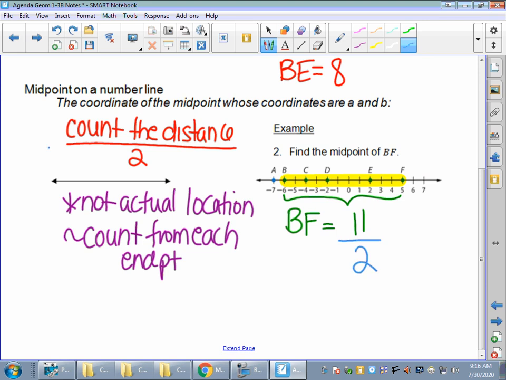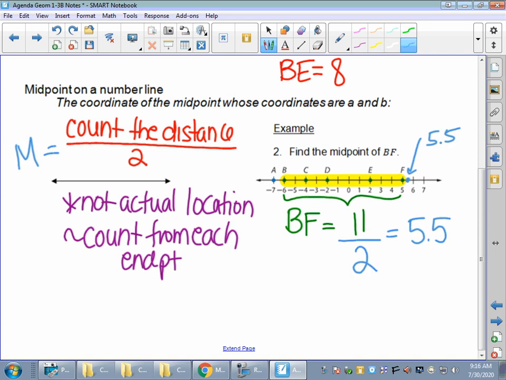Let's do midpoint equals count the distance, divide by 2. Well, 11 divided by 2, I'm pretty sure that's 5.5. Remember, this is not an actual location. 5.5 on the graph, on the number line, is right there. Is that the midpoint of that highlighted segment? Definitely not. What we've got to do is count from each endpoint, B and F, 5.5 units towards the center. That will be our actual midpoint.